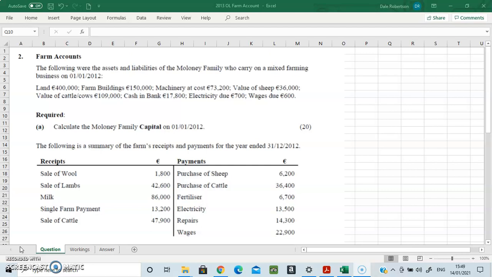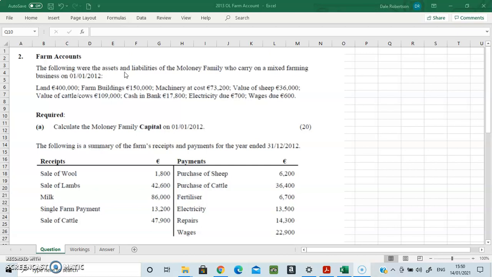This is an introductory video on farm accounts. We're going to look at an ordinary level farm account question first, in order to see how the process works. Farm accounts is quite similar in layout to club accounts and service firm accounts.